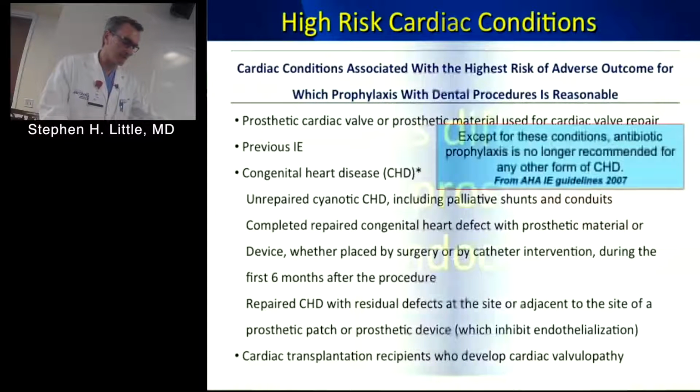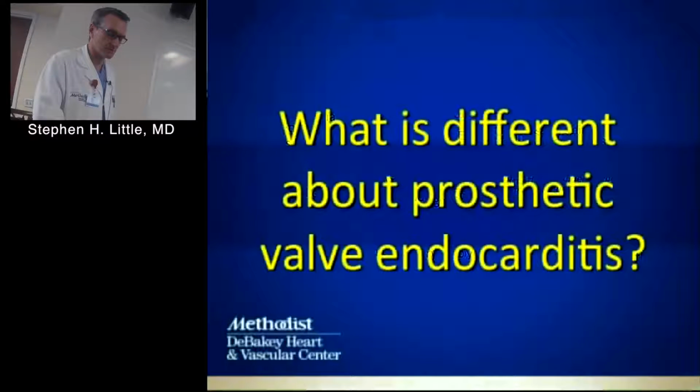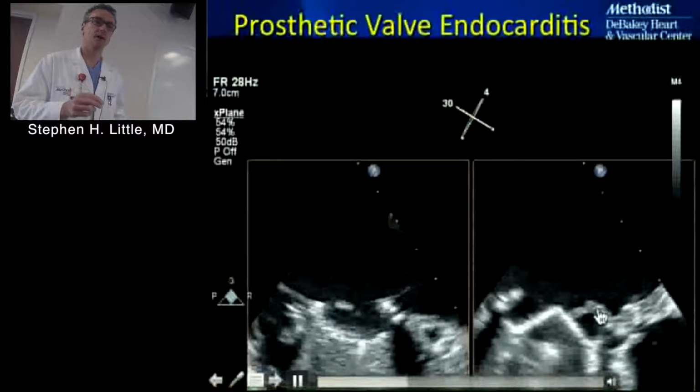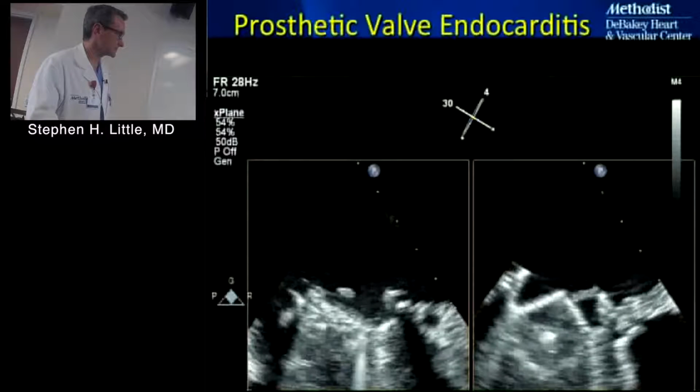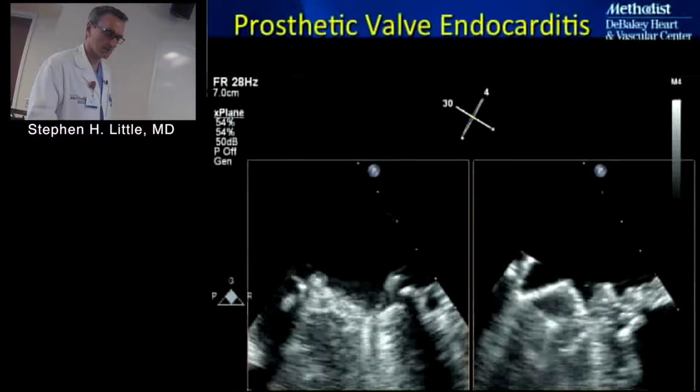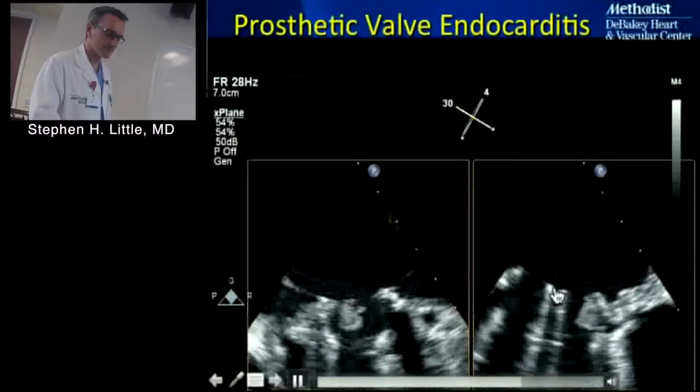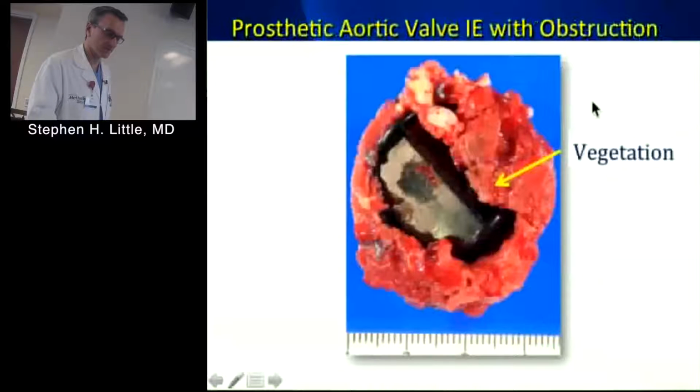So prosthetic valves, we've talked a little bit about. This is a mechanical prosthetic valve in the mitral position. With mechanical valves, you don't typically get a vegetation on the mechanical leaflets because they can't adhere, but you get it on the sewing ring, and that's what you see in this case. This is an encompassing, all-around-the-sewing-ring vegetation.